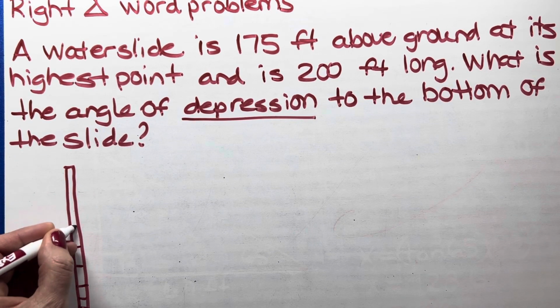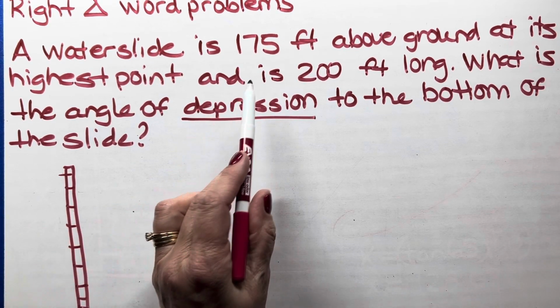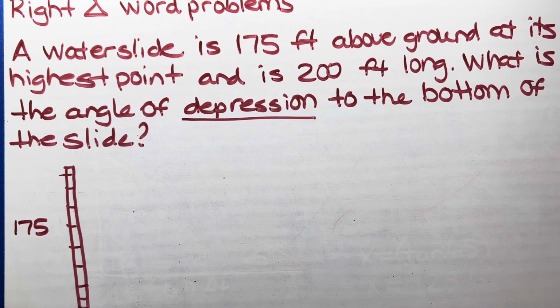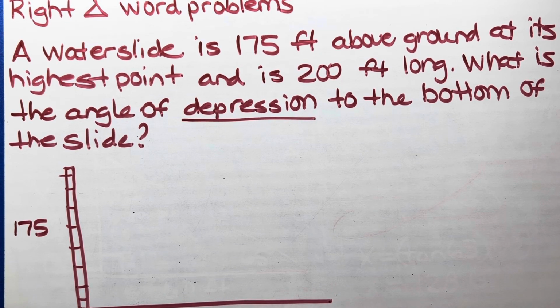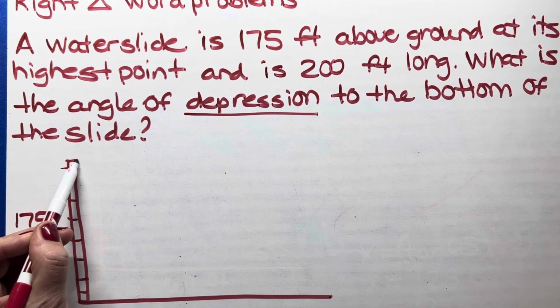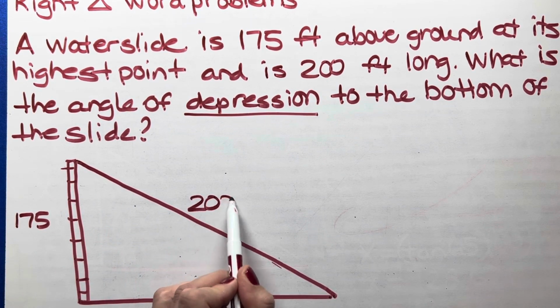can be like a ladder to go up to the top of the water slide. And the highest point is 175 feet up. That's pretty high. And we know that the pool of water that you're gonna be going into has to be a horizontal. It's flat at the ground. And it says that the water slide itself is 200 feet long. So when you get up to the top, you are gonna be sliding down 200 feet.